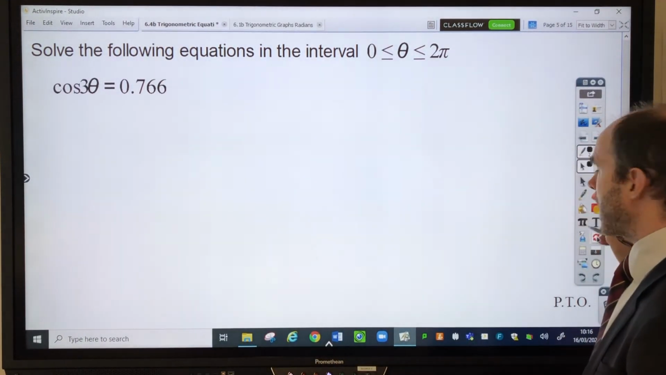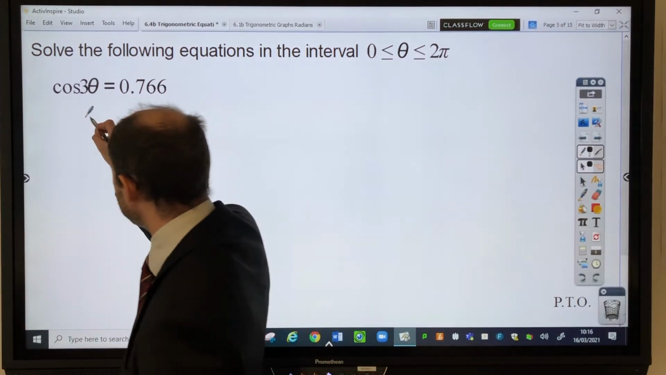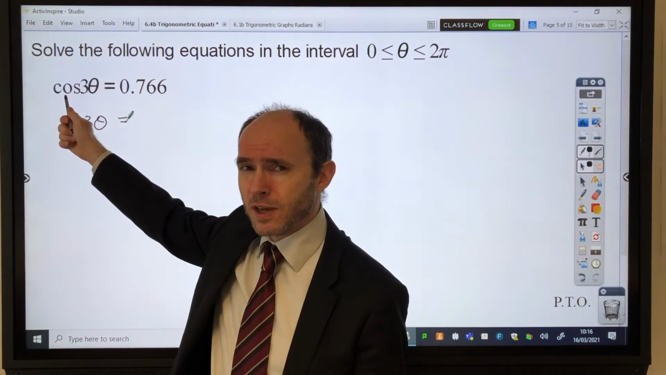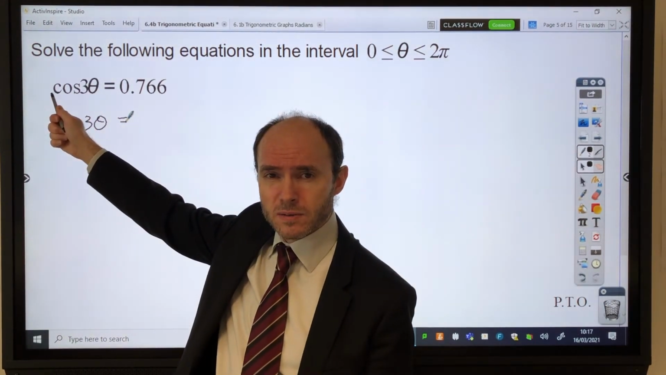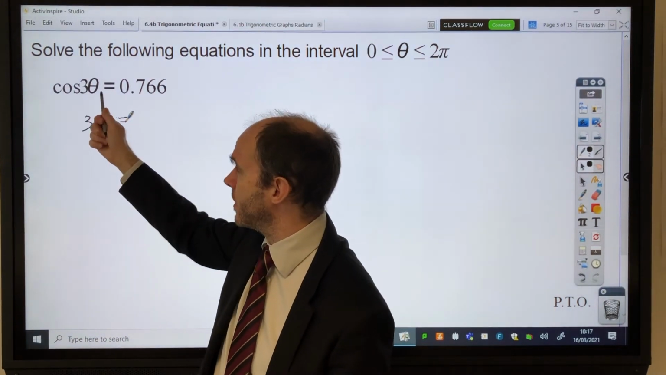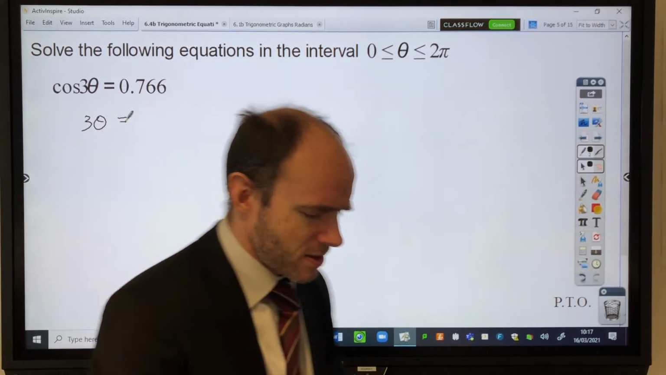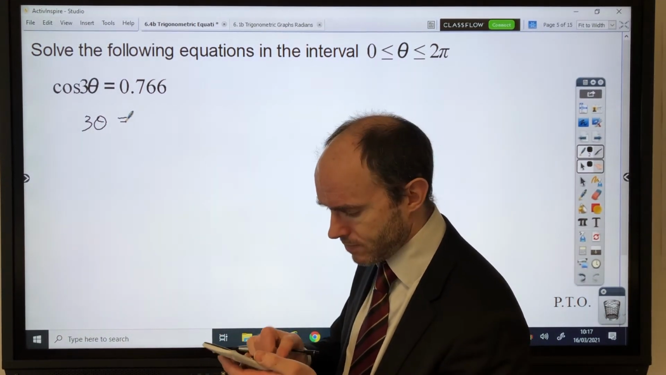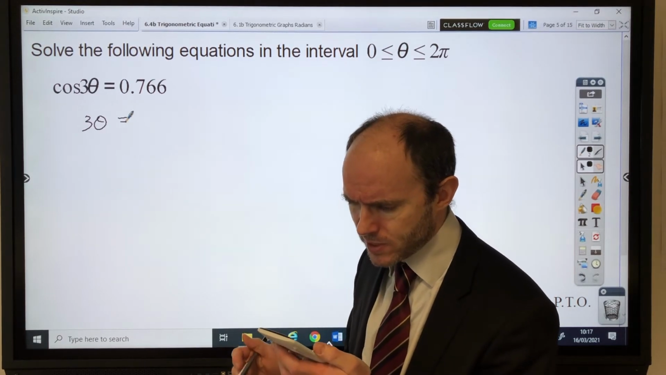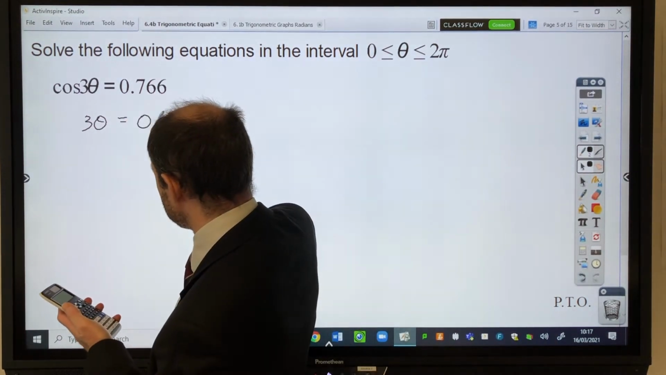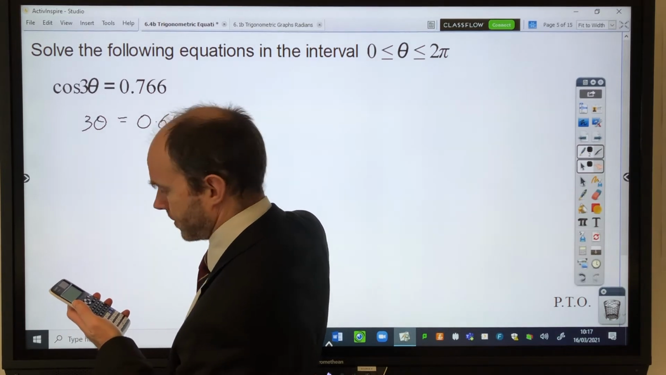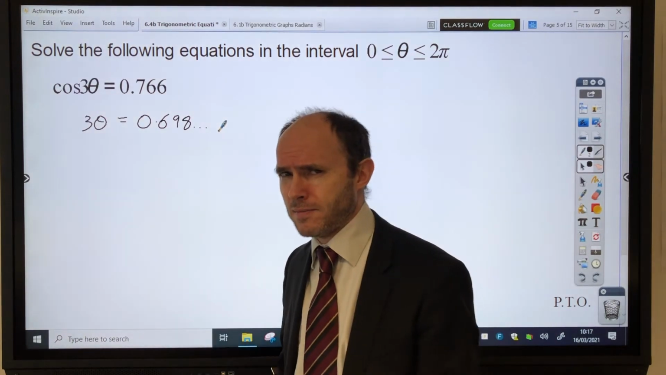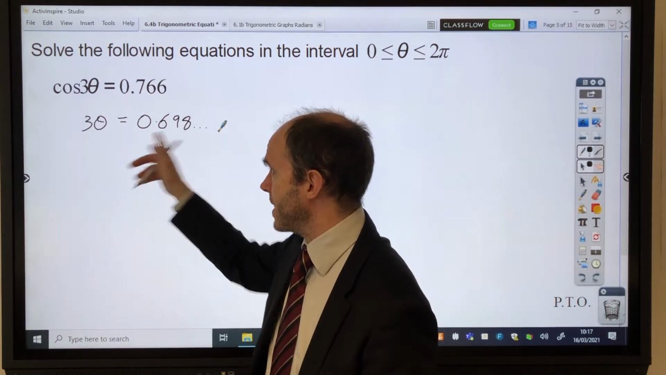Right, let's just have a look at this. So the thing to do is to do the inverse cosine first. And when you do the inverse cosine, you're left with 3 theta, don't forget, because you're undoing cosine by doing the inverse cosine, so you're left with 3 theta on the left-hand side. Now let's work out what that is. So calculator time, again, just check it's in radians. Inverse cosine 0.766 gives me 0.698 something. All right. Now I'm going to put dot dot dot there because this is not the final answer. The final answer will be when we divide everything by 3, won't it?